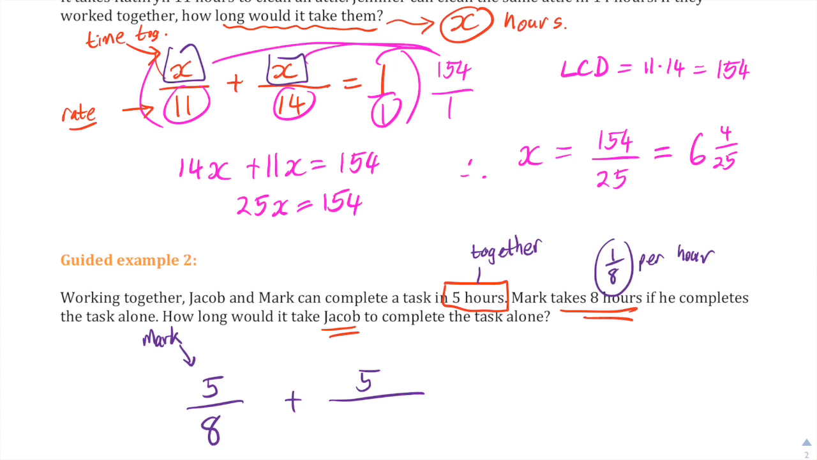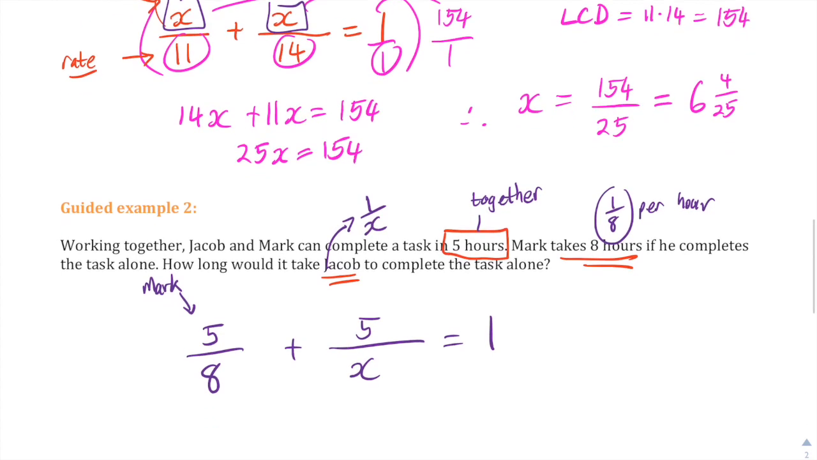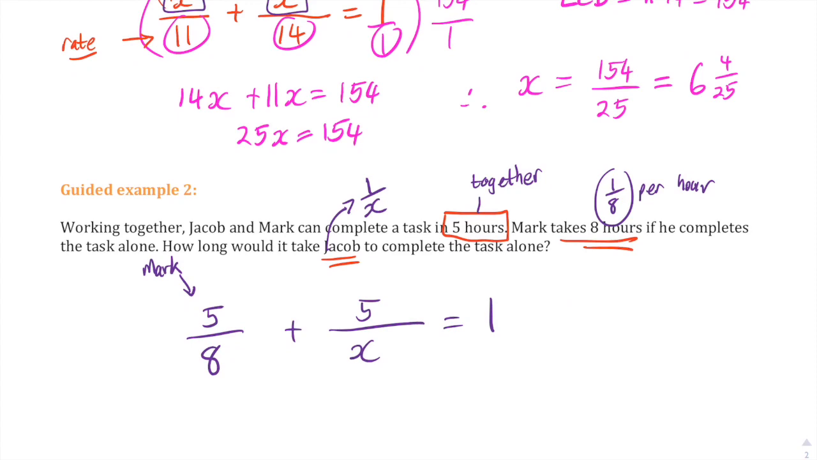What is unknown is how long Jacob's going to take, and so Jacob's rate in this case is x. So imagine that was 10, Jacob would be completing 1/10 of the job per hour. In this case, Jacob is completing 1/x of the job per hour and is working for 5 hours, which is why we've put 5 in the numerator. Together, they will complete one task. And so the setup is very similar. This time my unknown is in the denominator, but the process for solving will be the same.